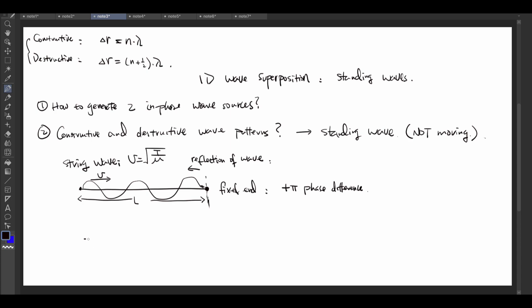And in another situation, if the other end here is open, it's not fixed. So let's say if we have a pole here, and then there's a ring connected to the string, and the string here can move up and down freely. Now in that case, it's called free end. Then when the wave is reflected back, it has no phase change. So that's a zero phase difference, meaning there's no difference.